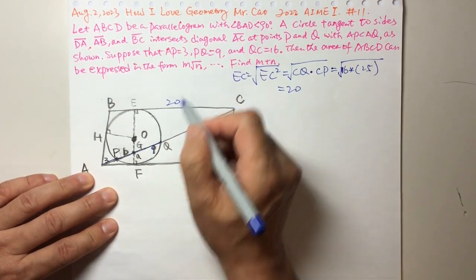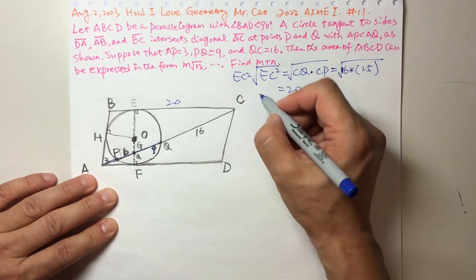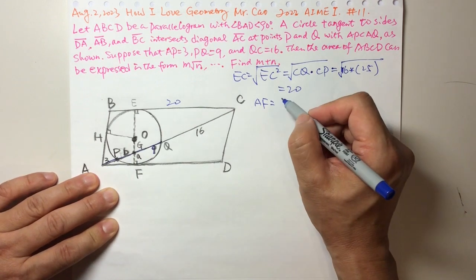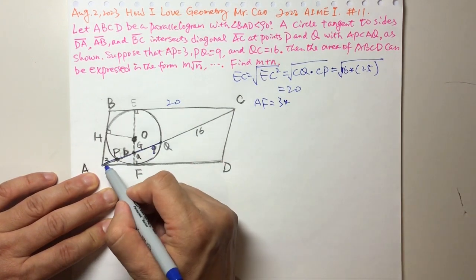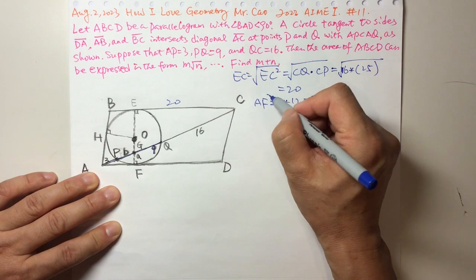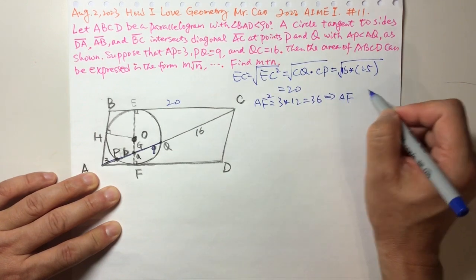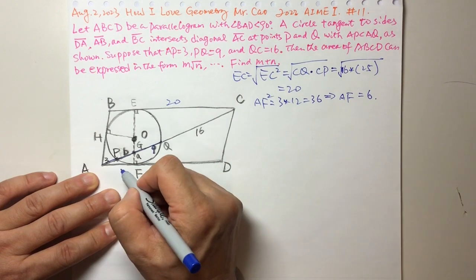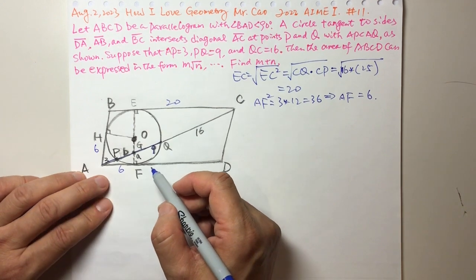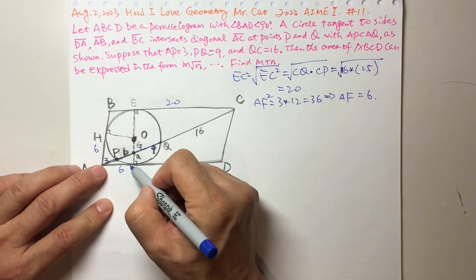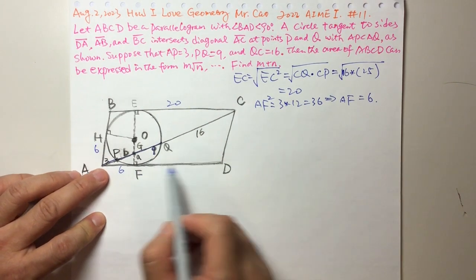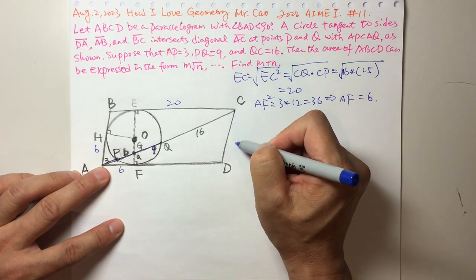Okay, this is 20. And we can easily find AF also, right? AF squared equals 3 times 3 plus 9, which is 12. So 36. Then we got AF equals 6. So this is 6, and AH is also 6. Now, we got this 6 and EC is 20. It doesn't mean AD is 26, because we need this part, right?